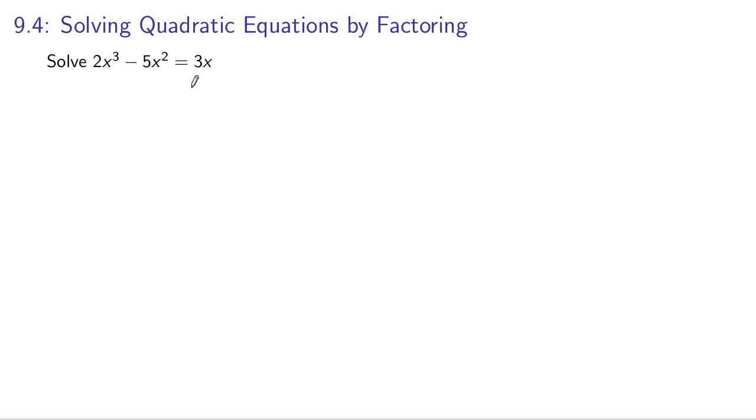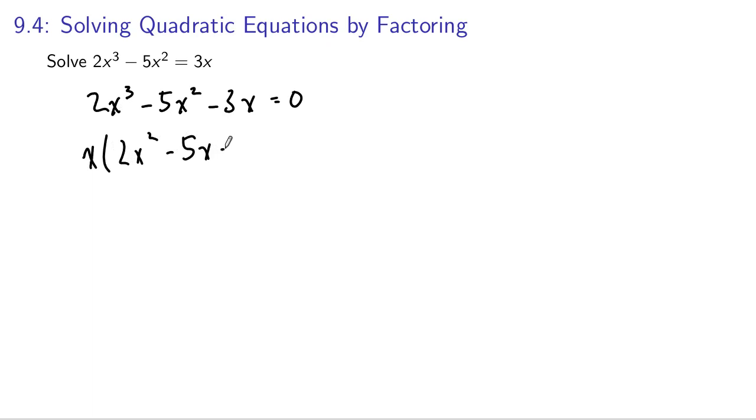Let's solve this equation: 2x cubed minus 5x squared is 3x. It's not a quadratic equation, but maybe we can turn it into something that has a quadratic equation in it. Subtract the 3x. Now let's factor this. The first thing we could do is remove an x. Now we have 2x squared minus 5x minus 3.